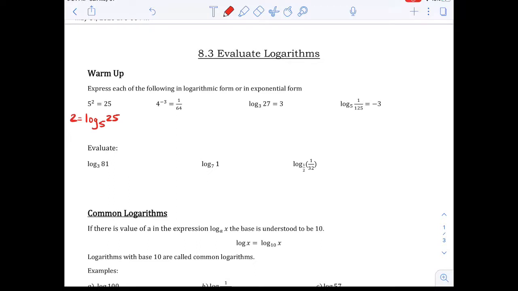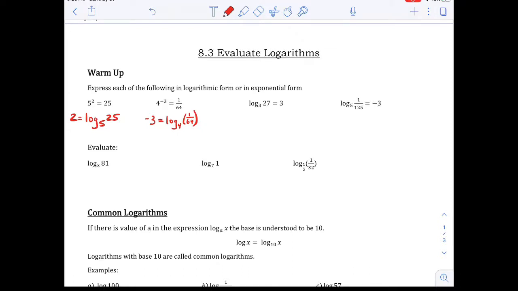Same goes for the next one. That is in exponential form, 4 to the power of negative 3. We want to write it in log form. So the exponent is negative 3. So negative 3 is equal to log of the base, that's 4, of 1 over 64. Right, there's no variables here. We're just rewriting it.